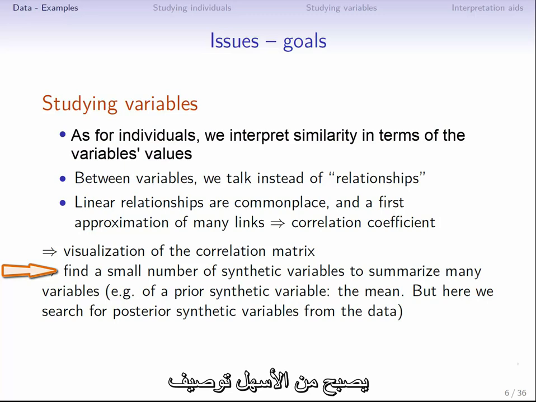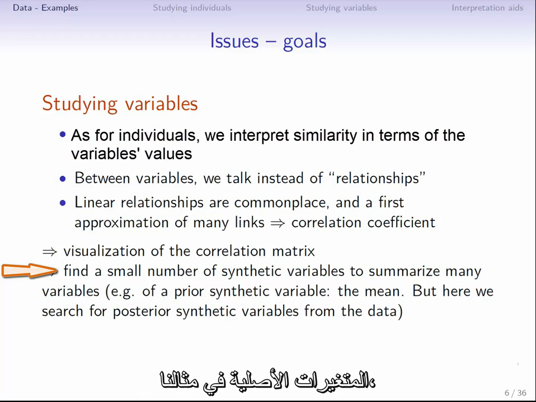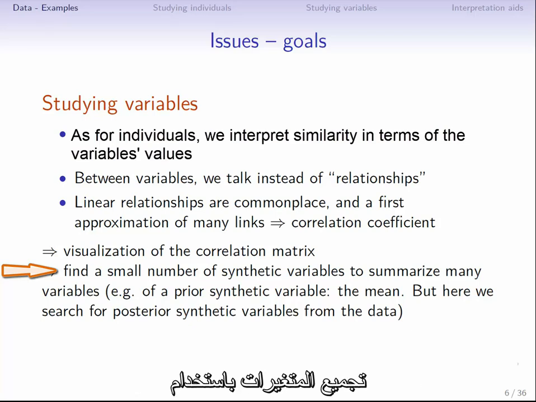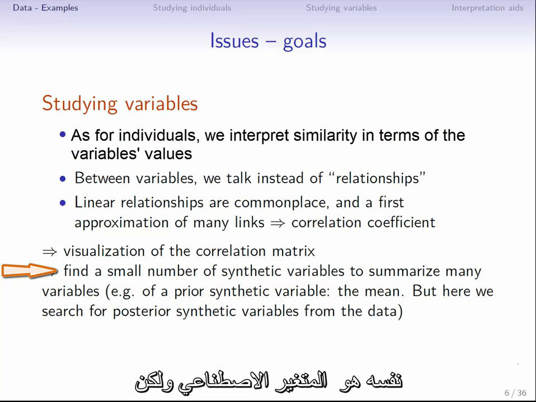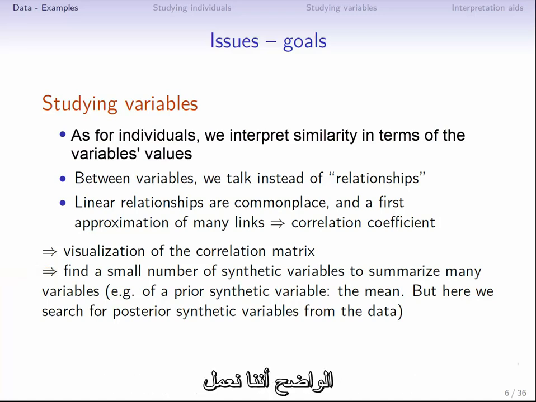It then becomes easier to characterize the data using a small number of synthetic variables rather than all the original ones. In our example, the correlation matrix brings together the 351 correlation coefficients. So trying to group variables using the correlation matrix would be rather tedious. The average itself is a synthetic variable, but this is defined a priori. Here, we want to define indices from the data, so a posteriori.